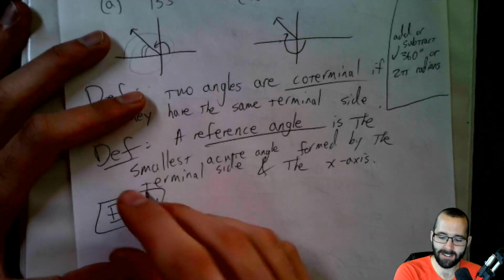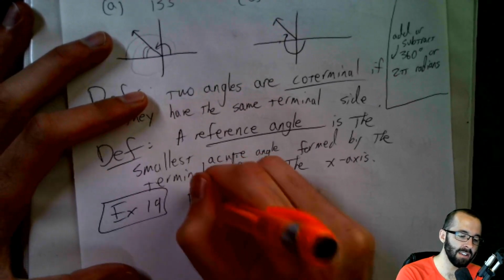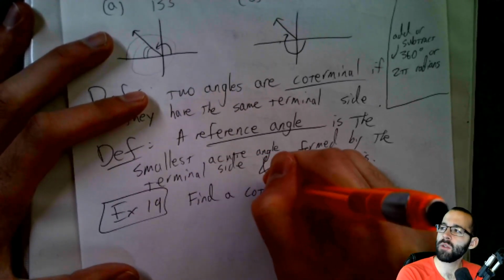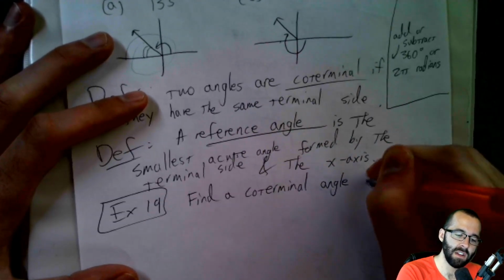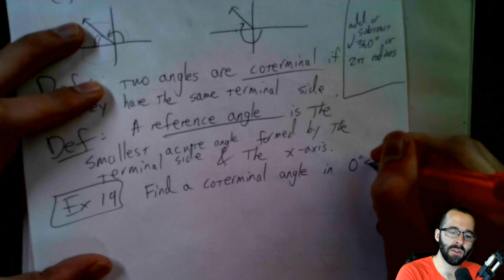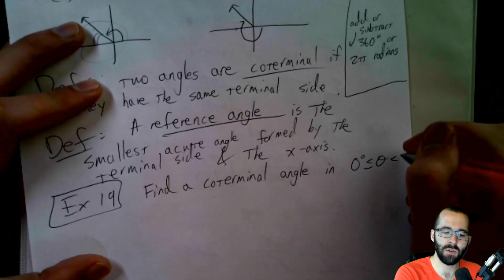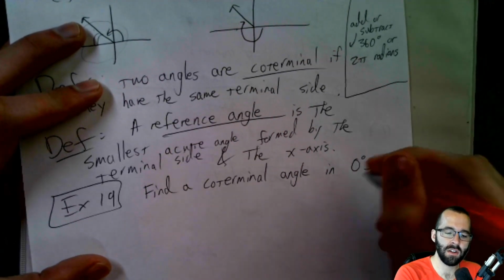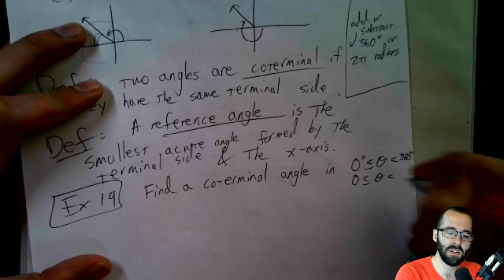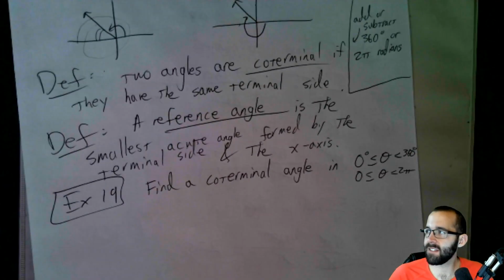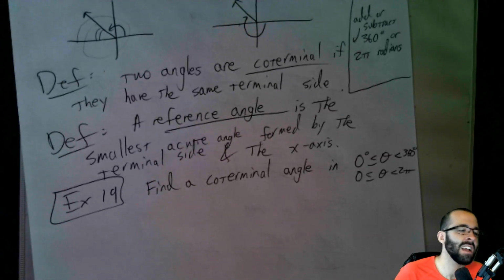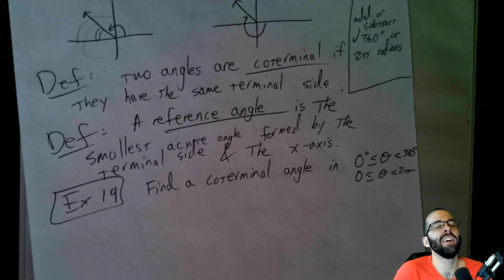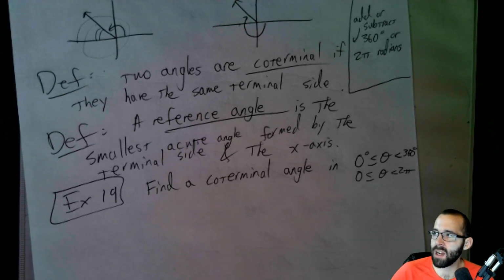We have example number 19. Which is going to be find a coterminal angle in the interval 0 degrees to 360 degrees, or 0 radians to 2 pi radians. All right. And so if I give you a problem in degrees, answer me in degrees. If I give a problem in radians, answer in radians. I'm not going to mark you wrong if you don't, but it's good practice to become comfortable with both types of units.